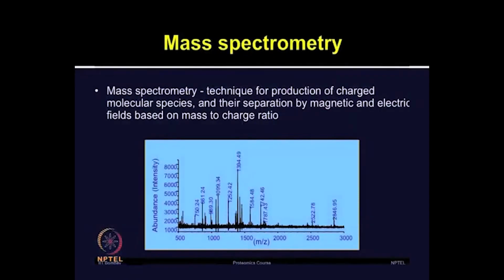So, first of all, what is mass spectrometry? It is an analytical technique to measure the molecular mass of individual compounds and atoms accurately by converting them into charged ions. So, by definition, this is a technique for production of charged molecular species in vacuum and their separation by magnetic and electrical fields based on mass to charge ratio. You can see the MS spectrum shown in the slide, m/z, and intensity or abundance plotted on the y axis.